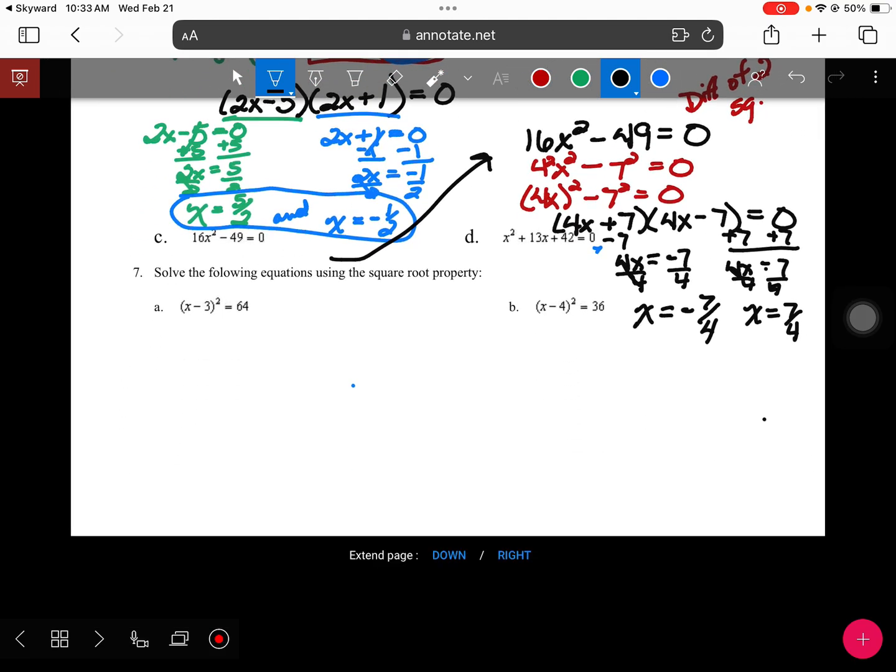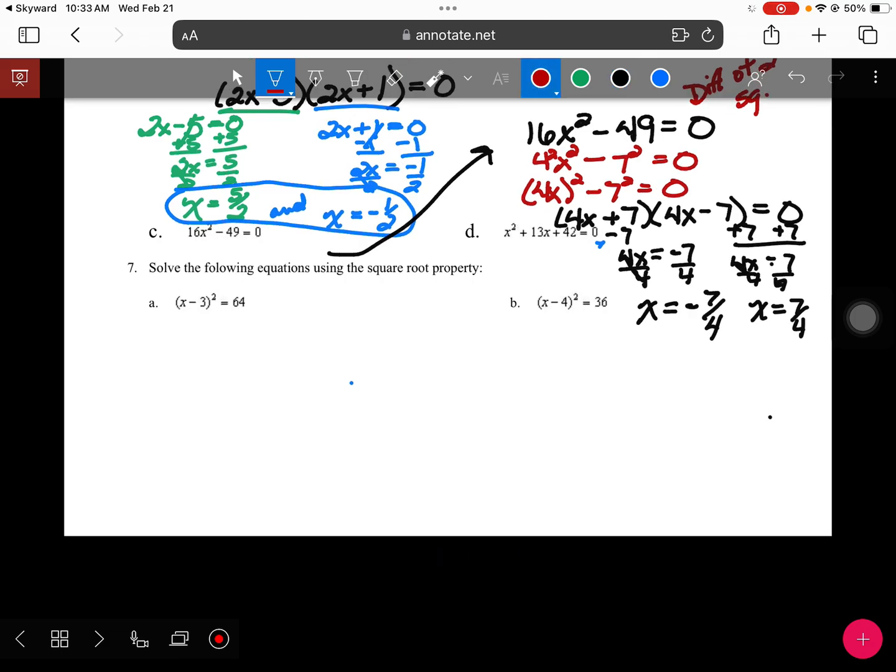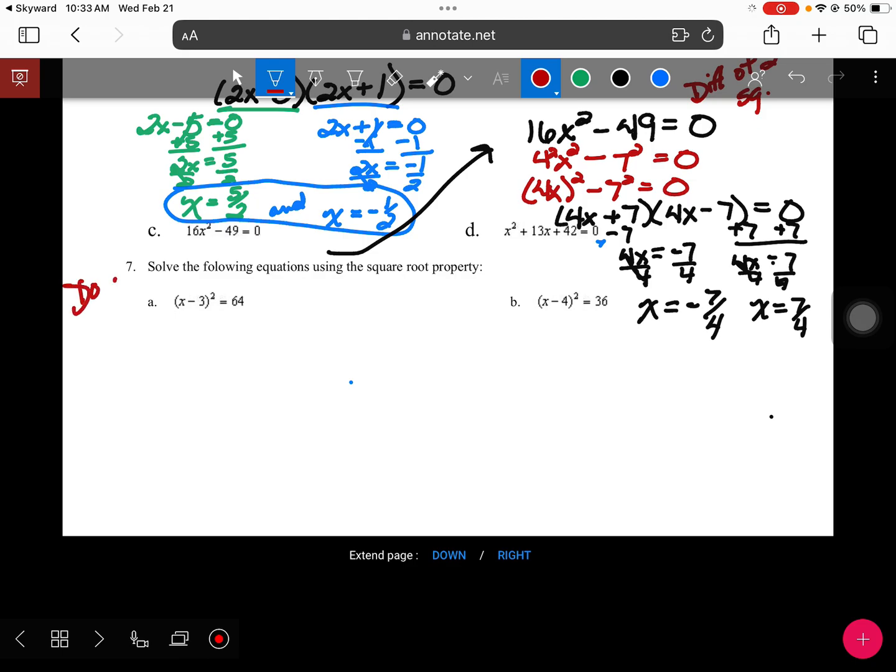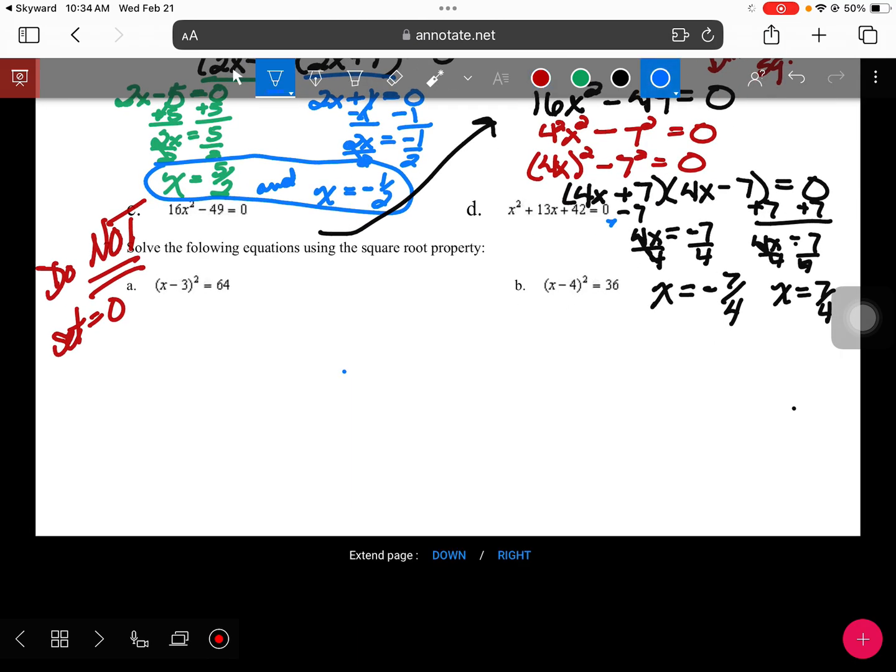All right, I want to do one more before we go, the square root property. A lot of people did not remember the square root property. It's kind of unusual to have in this chapter. You do not set it equal to 0 on the square root property. Okay? You do not set it equal to 0. So you take the square root of both sides.